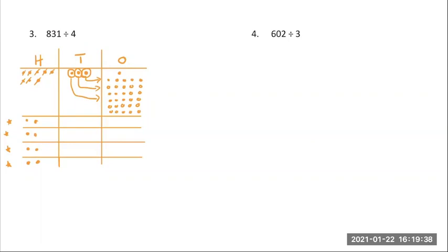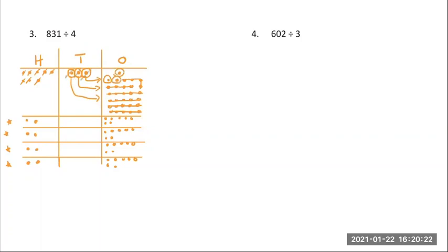Okay, so let's see. We want to break it into 4 groups. So let's start with groups of 5. 1, 2, 3, 4, 5. 1, 2, 3, 4, 5. Okay, now I have 11 left. So let's start doing just one at a time. 1, 2, 3, 4. 1, 2, 3, 4. Okay, and then I have 3 left over.